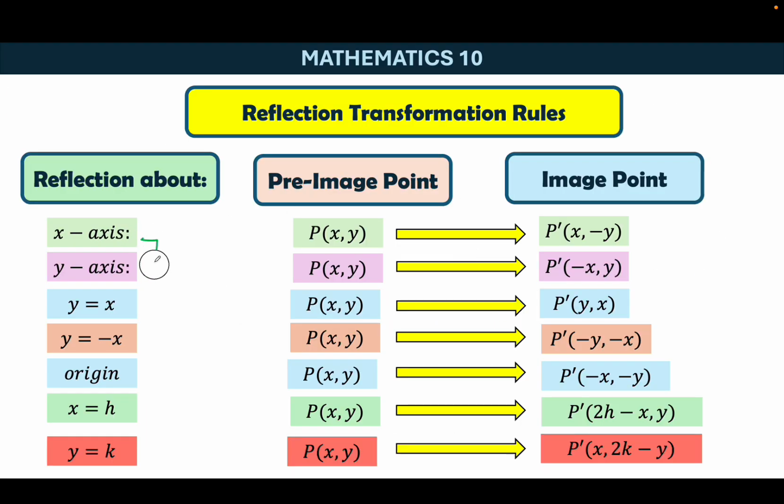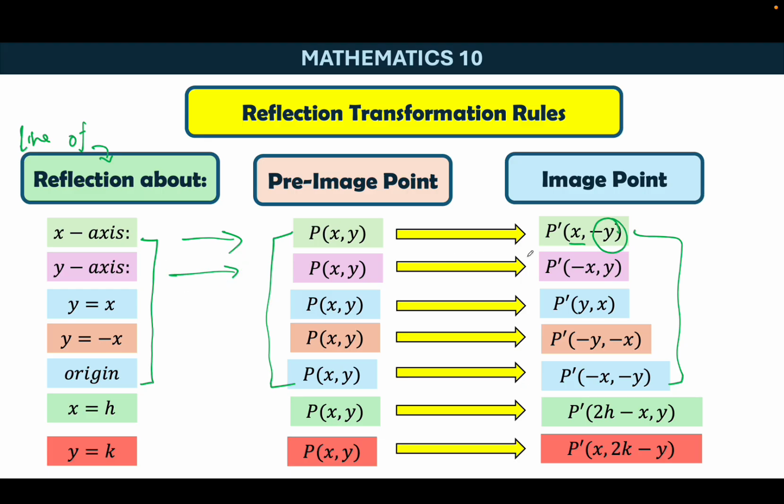So, basically, this is the rule that we have discussed. To summarize, when the given reflection is about the x-axis, this is the line of reflection. X-axis, y-axis. So, when it's the x-axis, the given point will become x, negative y, or change the sign of y, then copy x. When it's the y-axis, change the sign of x, then copy y. When y is equal to x, just switch their position.